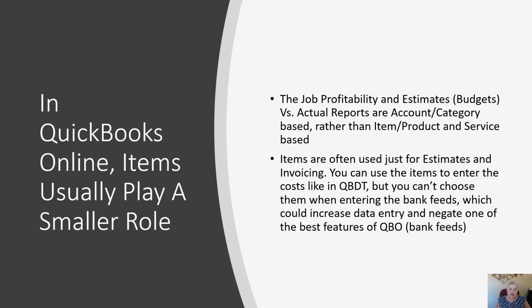In QuickBooks Online, items are used for estimates and invoicing. You can use the items to record the costs if you have them mapped correctly, but you can't choose them when entering transactions from the bank feeds. So it's just a lot of data entry, which doesn't have a lot of benefit to you in most cases. Again, there are some exceptions that I go over in my video training, but in most cases, items, products, and services are really not a big job costing deal. They're just used for creating estimates, invoices, and purchase orders if you use those.